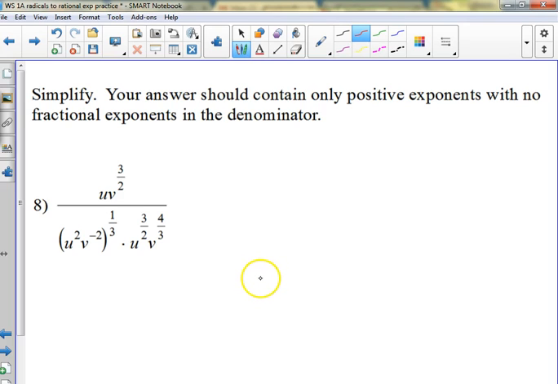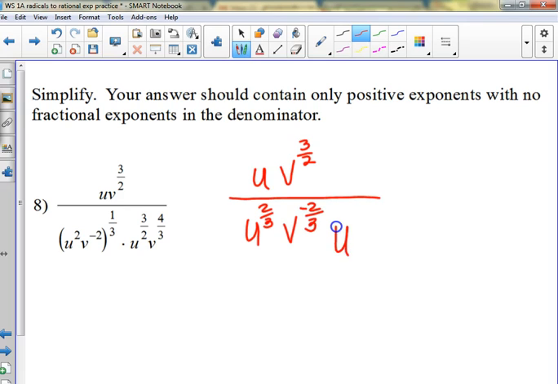Where do you want to start? Do this thing first? Okay, so I'm going to leave the top by itself. What happens down here? 2 times 1/3 is 2/3. V to the -2 times 1/3 would be v to the -2/3. And there was already a 3/2 and a 4/3. Okay, then what?